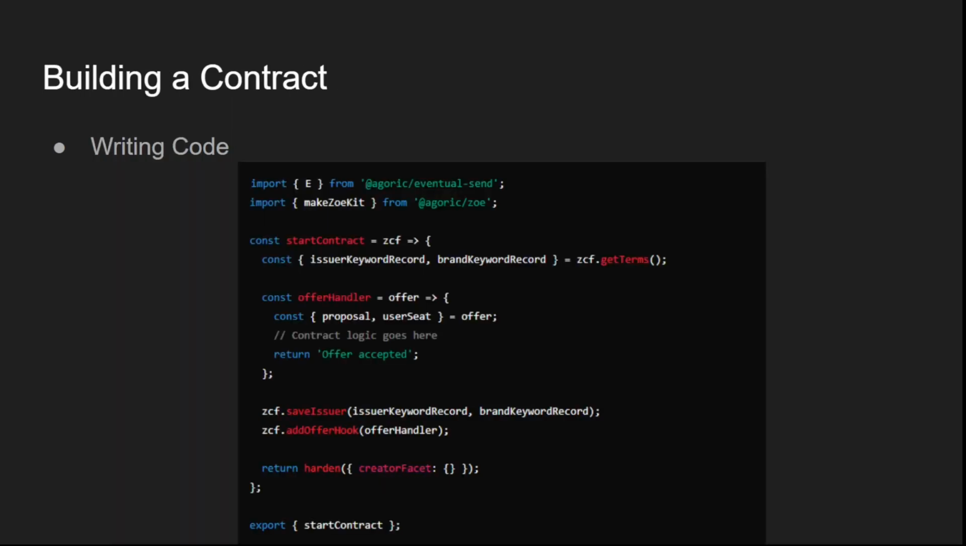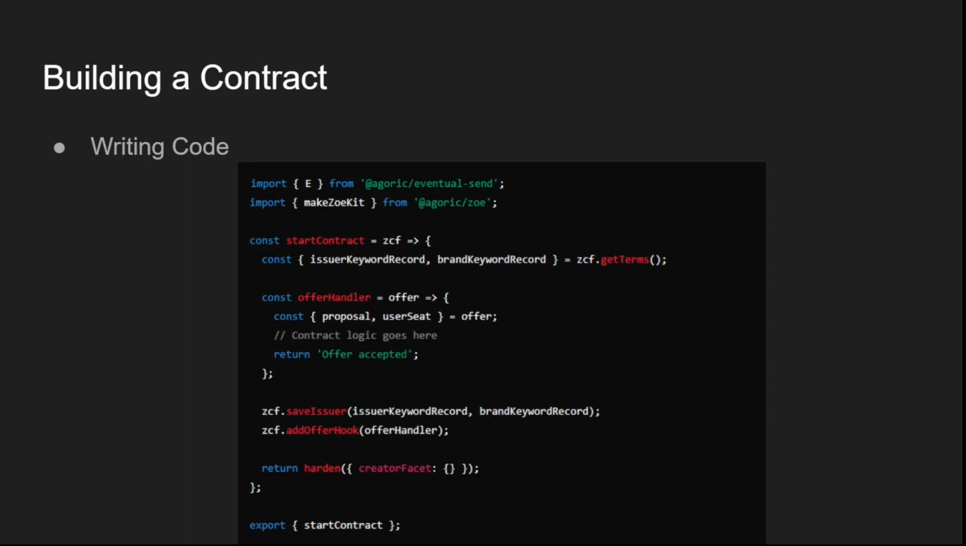Building a smart contract on the Agoric platform involves several key steps: writing the contract code, deploying it to the platform, and interacting with the deployed contract. Let's go through each of these steps in detail.